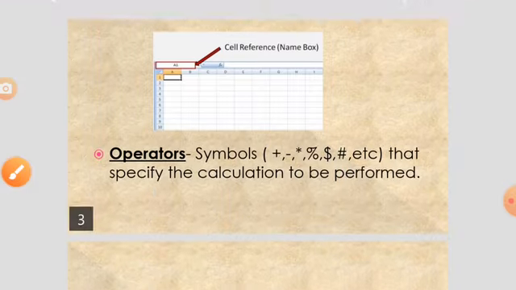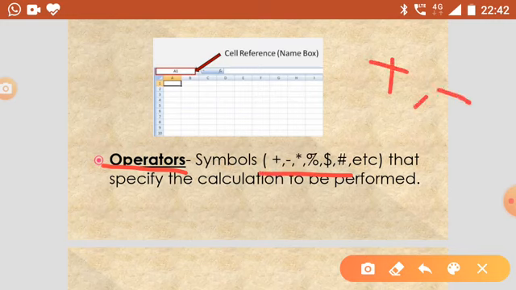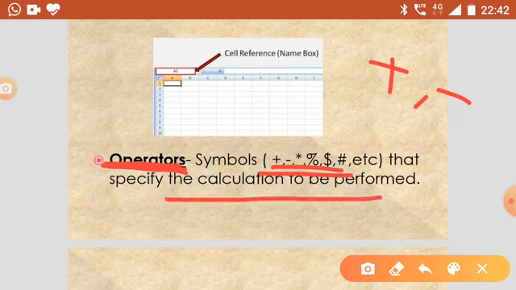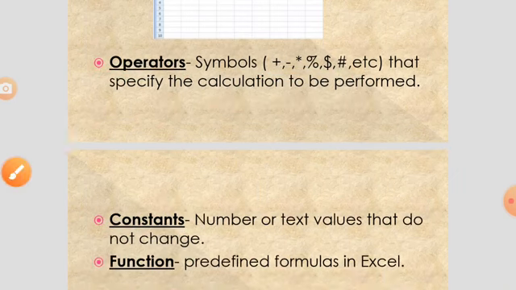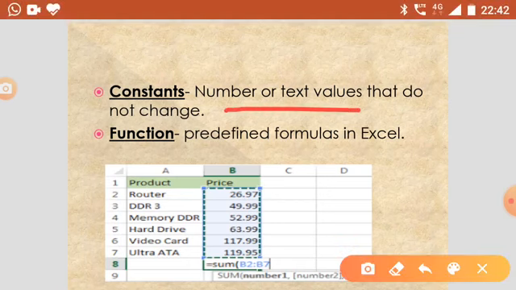Next, we have to understand the operator. What is an operator? The symbol, either plus or minus, that specifies the calculation to perform, is known as an operator. Now come to the next point, that is constant. A constant is a number or text value that does not change. You also read about constants in maths.